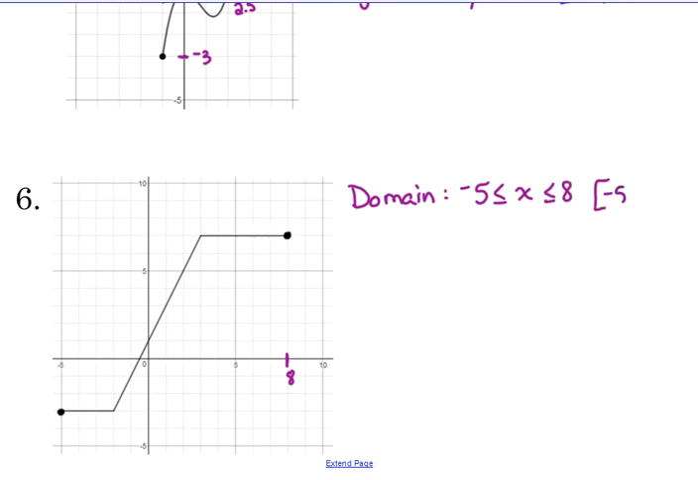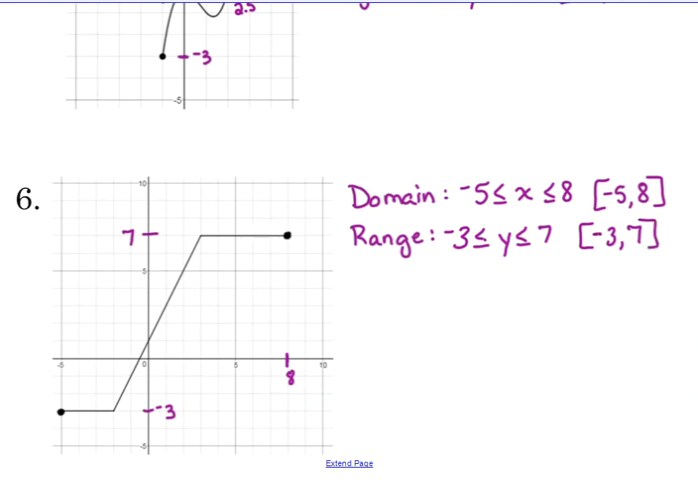So in interval notation, we've got -5 and +8. This time they're both in brackets because I didn't have an open circle on one of the ends. So it does equal those values on the end. Range, let's see here, we've got -3 and +7 as our minimums and maximums. So there is our range.